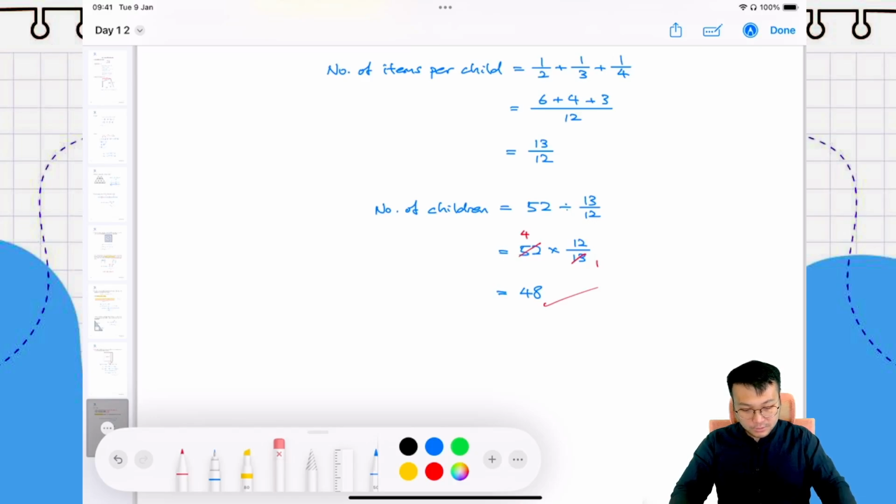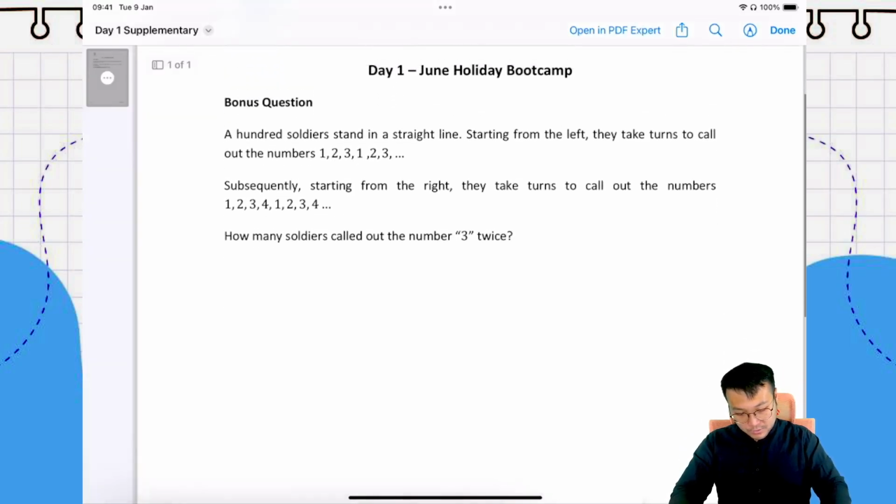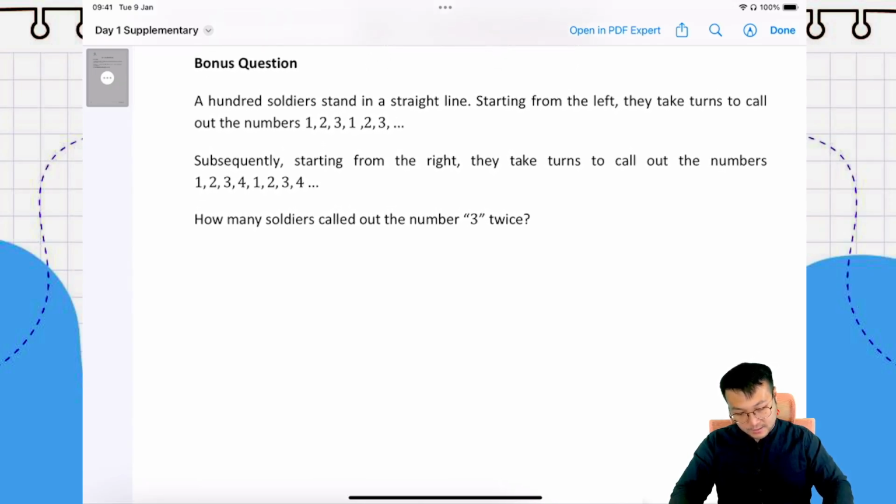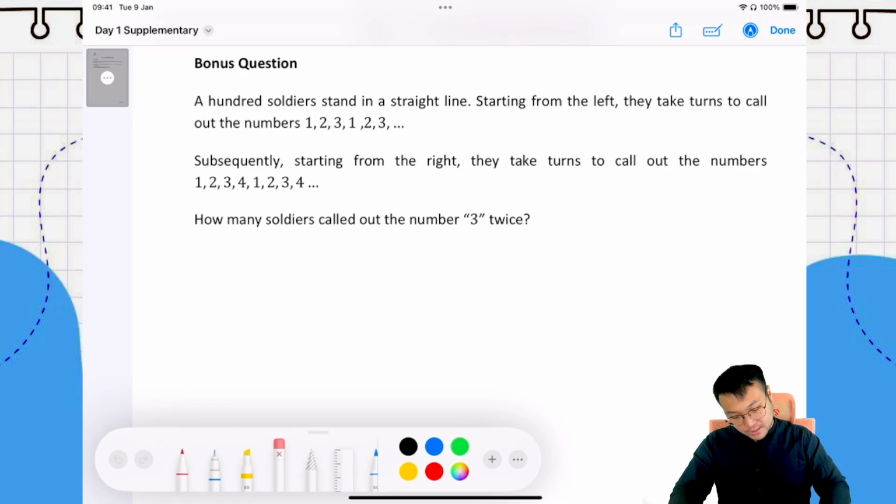There we go. Bonus question. 100 soldiers stood in a straight line. They take turns to call out the number 1, 2, 3, 1, 2, 3, 1, 2, 3, okay? Then after that, once they are finished with the 1, 2, 3, and then starting from the right.